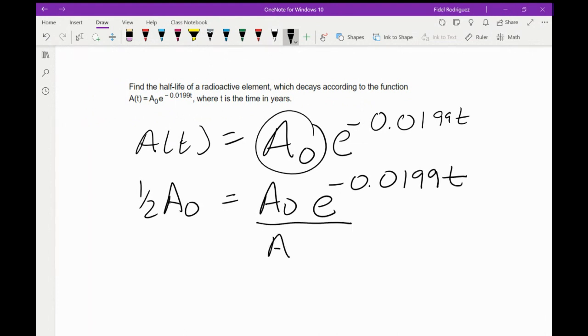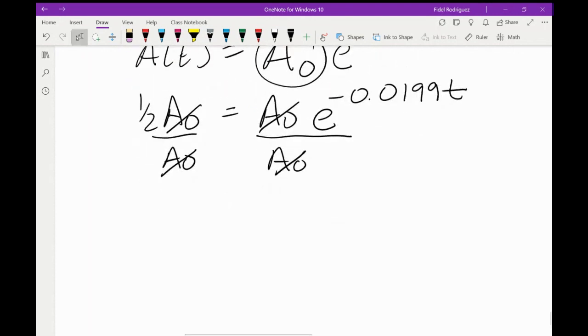Now the first thing I'm going to do is divide by whatever that initial amount was. And notice those are going to cancel. And guys, remember, I wrote it here as a fraction, but you can definitely write it as a decimal, 0.5, right? Equals e to the negative 0.0199t. And now we're at the same spot where we were a little while ago.